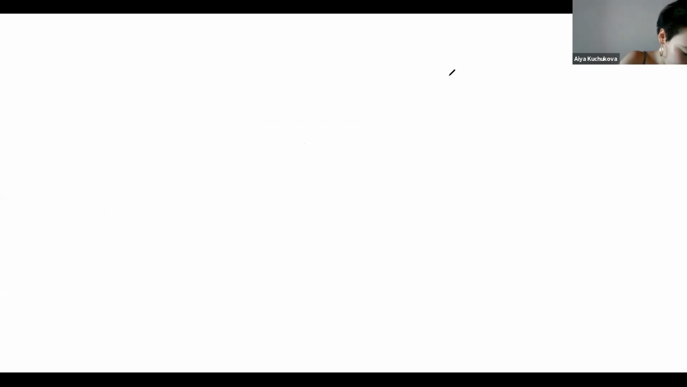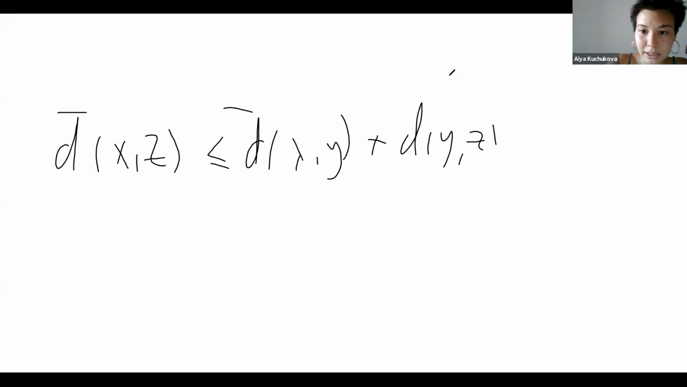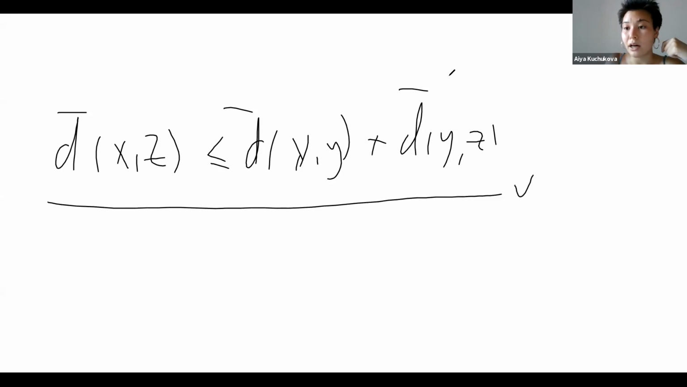Basically you have to prove that d bar xz is less than or equal to d bar xy plus d bar yz, right? How about you try to prove this triangle inequality yourselves, guys, because I just want to see if you got the previous parts, if you know how to work with it. Okay?